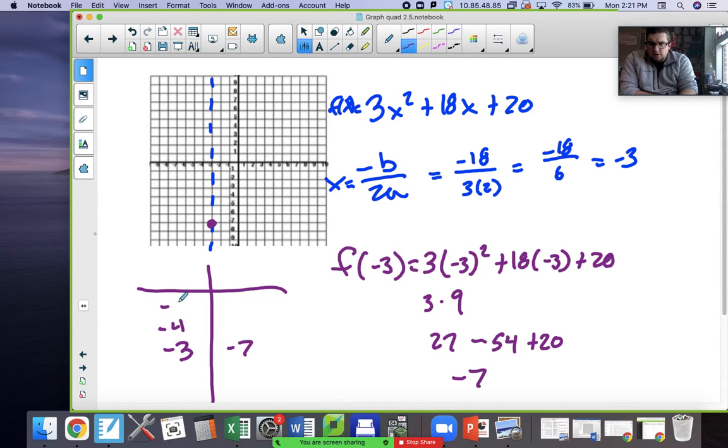We're going to use our cheater's method here. This first jump is supposed to be 1. The second jump is supposed to be 3. But we're going to remember to multiply by our a value. So this first one is negative 4. This next one is 5. So negative 4, negative 4. Negative 5, 5. We get our symmetrical points. And there is our parabola.